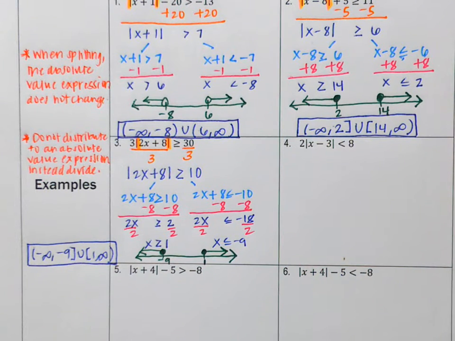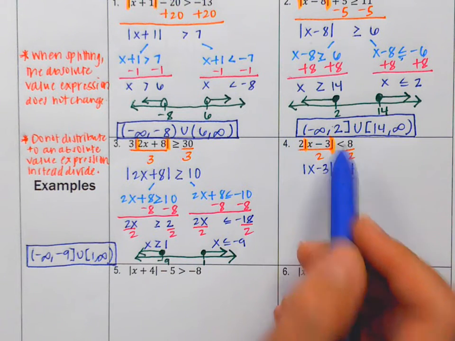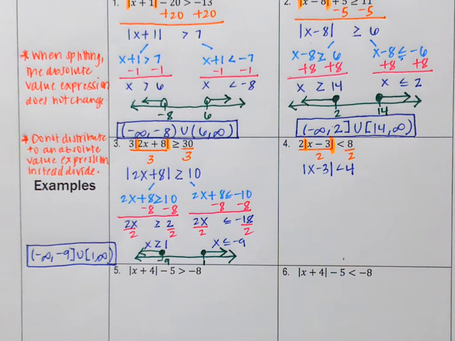Okay, so I want you guys to look at number 4, and I want you guys to start the first step for number 4 on your own. So start the first step on 4, pause me here, and try that on your own. So the first step, just like number 3, is to get the absolute value expression all by itself. So because that was 2 times the absolute value of x minus 3, I divided both sides by 2 to get the absolute value of x minus 3 is less than 4. So now what I want you guys to do is do step 2 and step 3 all on your own. So pause me now.